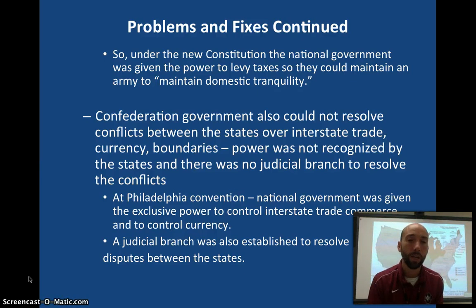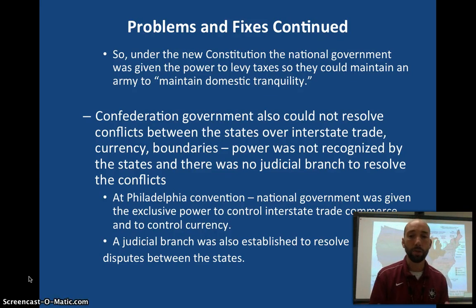One other big problem was that the Confederation government could not resolve conflicts between the states. If, say, South Carolina and Georgia got into a dispute over interstate trade or boundaries or something like that, then there was no part of the national government to decide that. Today we have the judicial branch which resolves any of those conflicts, but back then there wasn't. So what would happen is these states would about go to war with each other. And so eventually after the Constitutional Convention they create a judicial branch that's going to resolve those disputes between the states. And then they also give the national government power to control interstate trade.